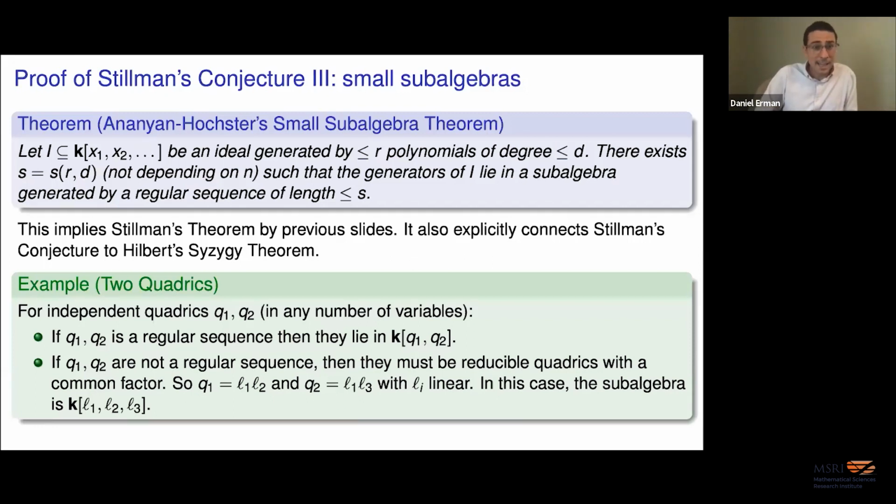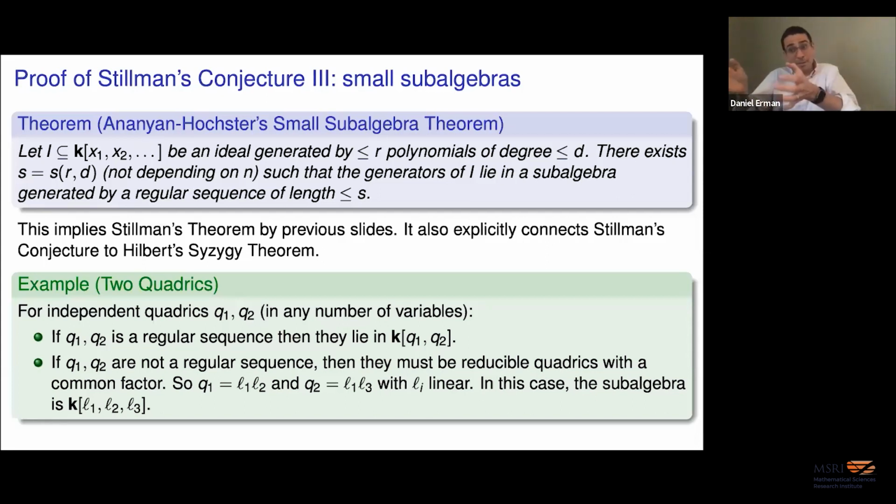So what it says is that if you have an ideal generated by a bounded number of polynomials of bounded degree, then you can find a number S, which only depends on R and D. It doesn't depend on N, such that I lives in a subalgebra generated by a regular sequence of length at most S. So said another way, it means that I can be realized via flat descent by an ideal defined in a polynomial ring in S variables. And so in essence, I comes from, via flat descent, a polynomial ring in S variables.